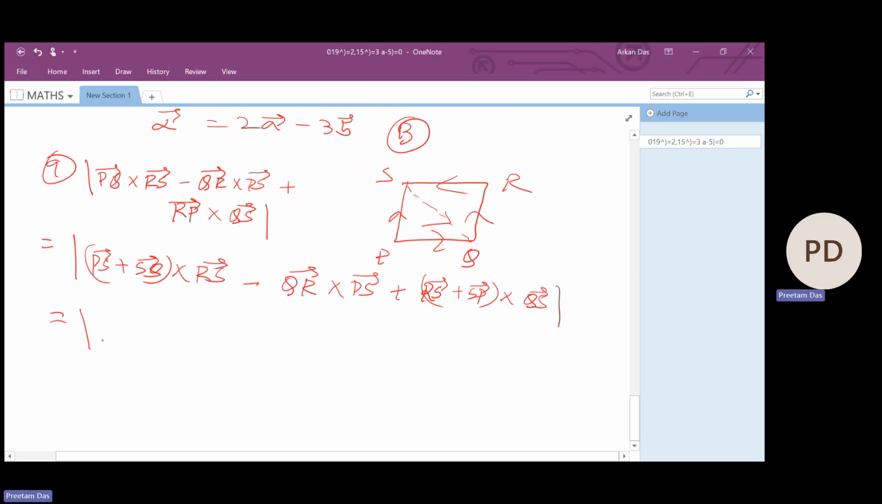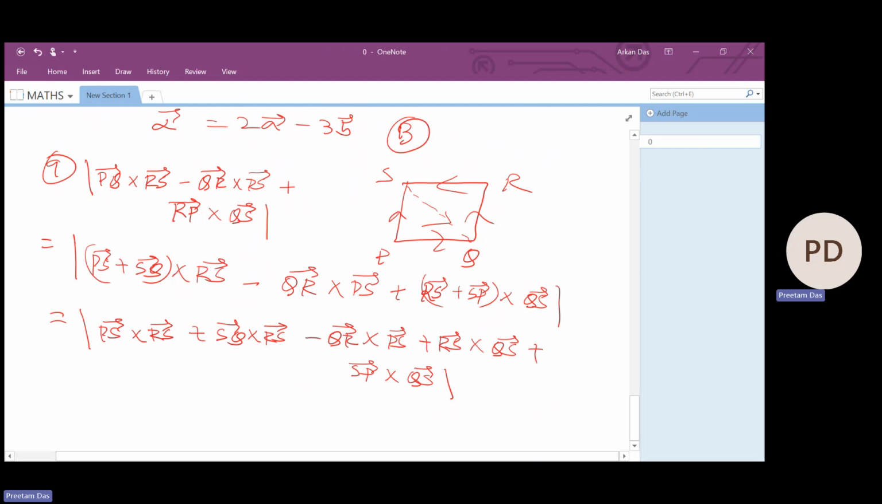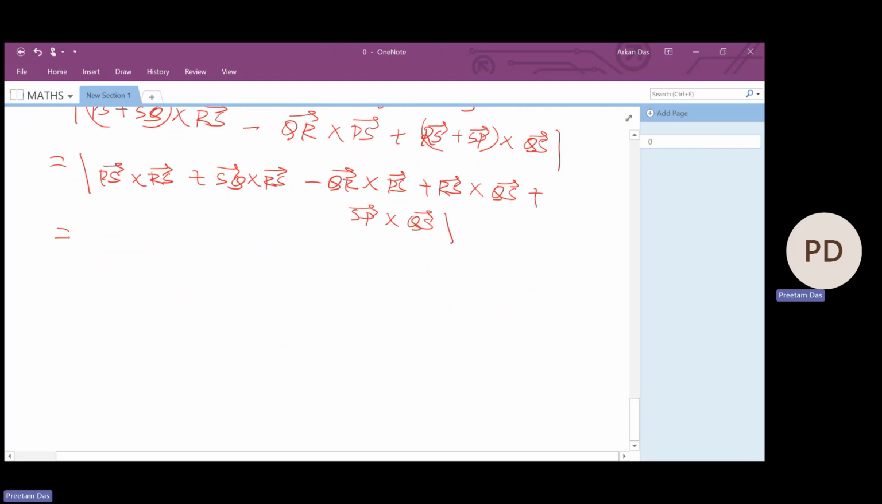So now you have to break this. So PS cross RS plus SQ cross RS minus QR cross PS plus RS cross QS plus SP cross QS. So now simplify this expression by taking PS common from whichever vector you can take.